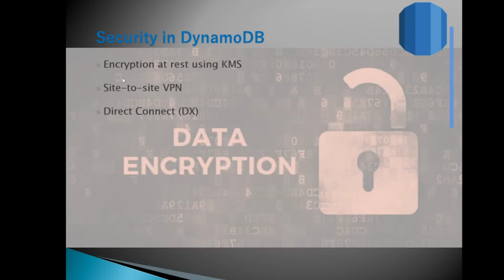Encryption, security: your data can be secured using KMS encryption. Site-to-site VPN connections and Direct Connect are available, so your data is secure when transferring from one point to another. You can enable IAM policies and roles to secure your data access. In AWS you can give a policy that specifies which user can use which table and even which record. That level of security is fine-grained access.